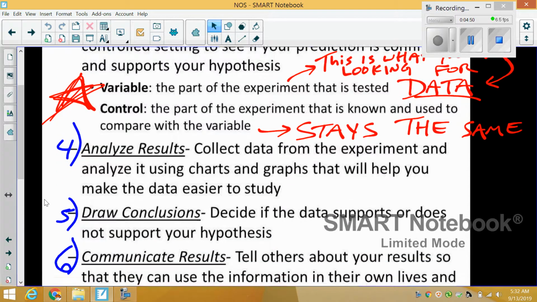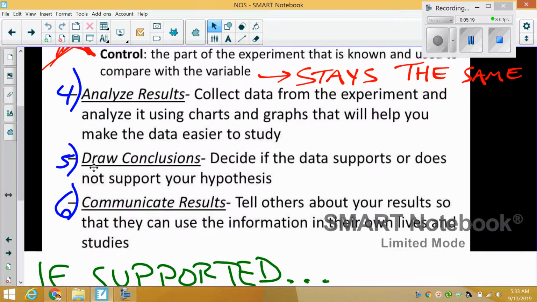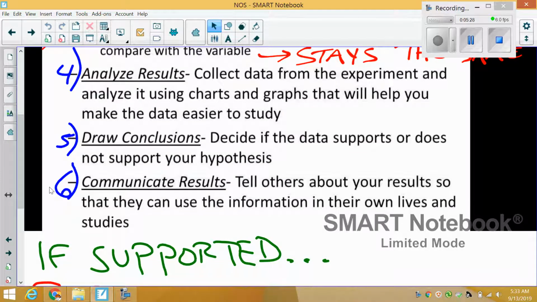Up next, number 4, analyze results. After you do your experiment, you're collecting all this data, then you have to look at it and see what it means. You want to understand what that data means. One part of that is making sure we have comparable data. Remember, in our experiment, we're coming up with averages, which allows us to look at the data in a comparable single way. That's important because that makes it easier to, number 5, draw our conclusions. If we have clear data that we understand, then it's easier to make clear conclusions about that data. And then we can decide if it supports our hypothesis or not.